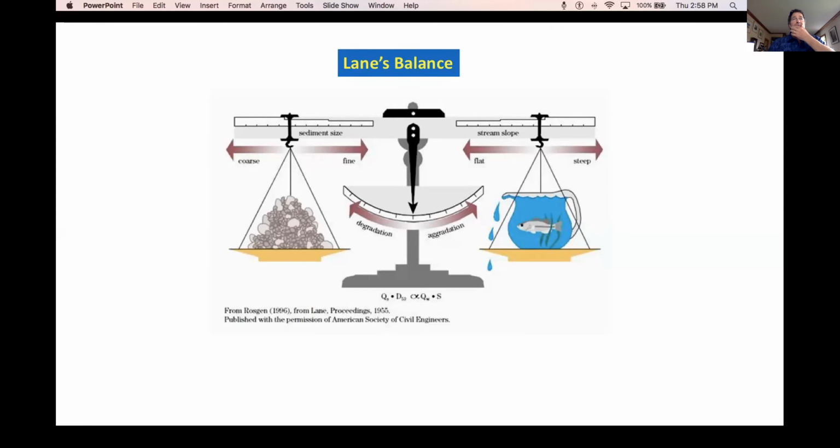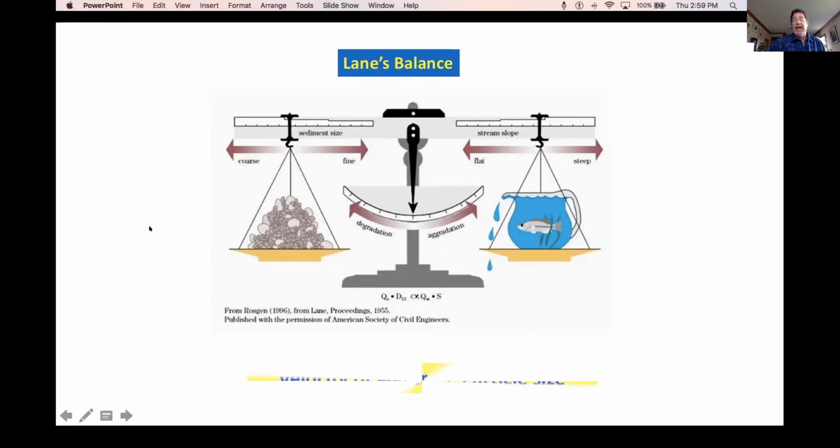Okay. And so that's pretty much what Lane's balance does. If you add more water, the scale tips, but then you can change these little things and change slope. Now, if we made slope greater, what would happen to the scale? This would drop, right? So the watershed would do more work to offset that by moving more material down. Okay, so if you did change your slope, it would even out. And let me give you some examples of that.